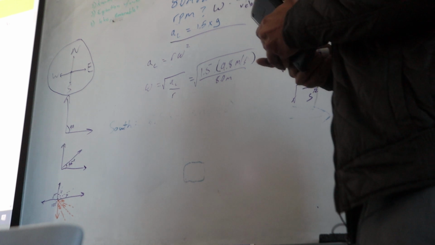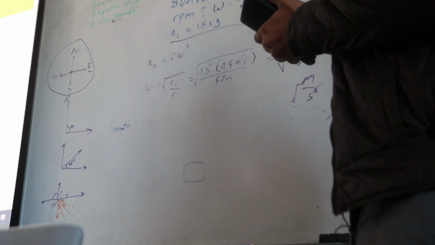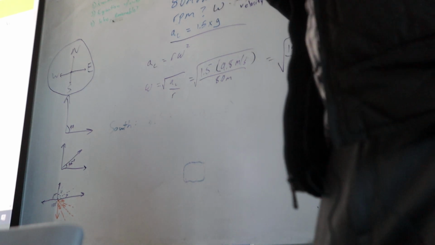I think I'm on my calculator. Because when I divide 14.7 by 8, you gotta then square root it when you're done.